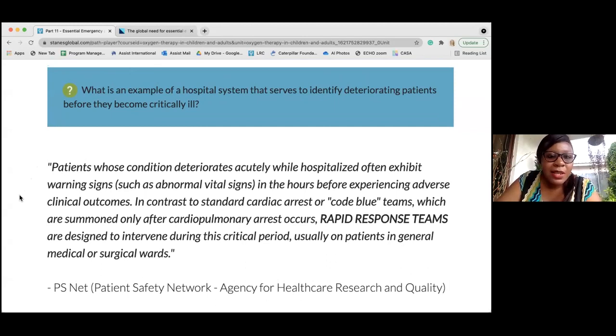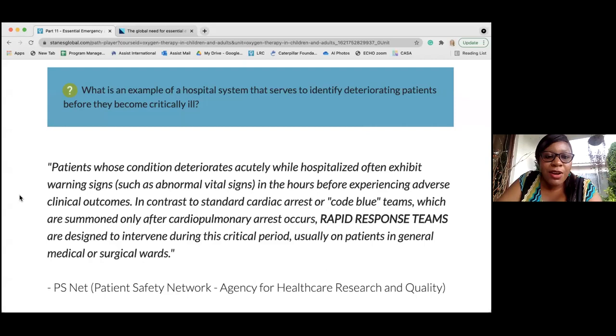So one example that we have here, I'll read this excerpt from the Patient Safety Network. This is an agency for healthcare research and quality. So patients whose conditions deteriorate acutely while in a hospital setup often exhibit warning signs. A good example are abnormal vital signs in the hours or minutes before experiencing adverse clinical outcomes. So what this means is that a patient will have early warning signs. There will be signs that things are not going okay.